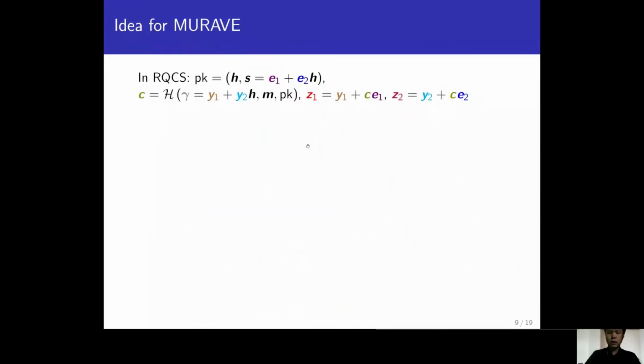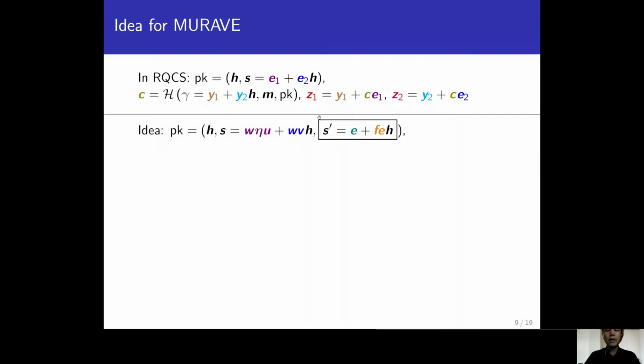So now I'm going to describe the ideas for our signature scheme. Basically, this is the signature construction for RQCS. I've used some colors here to do some comparison between my scheme and RQCS. Similarly to RQCS, I'm going to add another extra term over here, which is S prime. This S prime equals E plus FEH. These are taken over some low rank vectors, low rank polynomials. And then we want to compute this gamma equals Y1 plus Y2H.